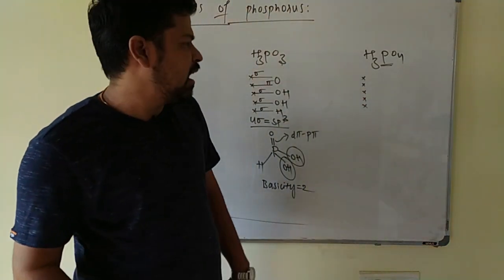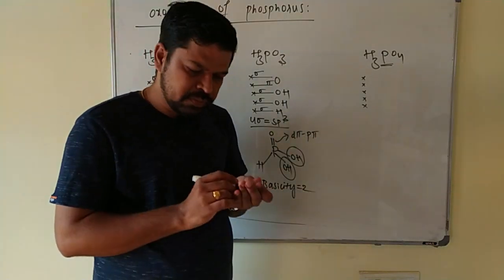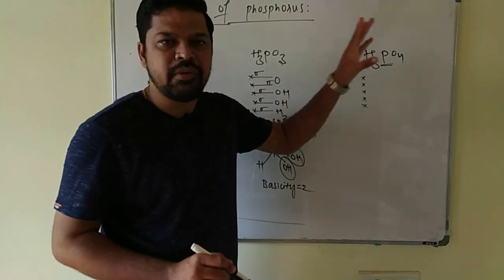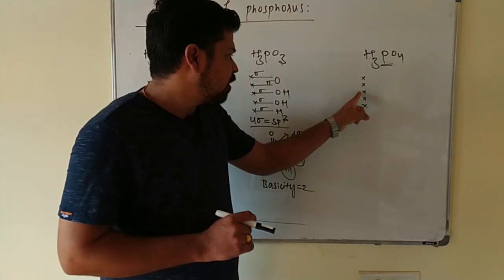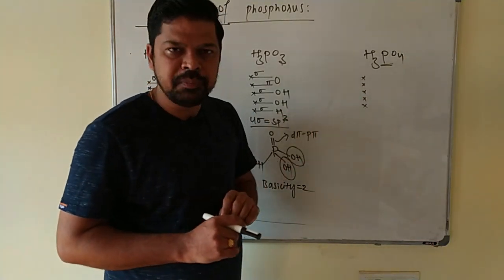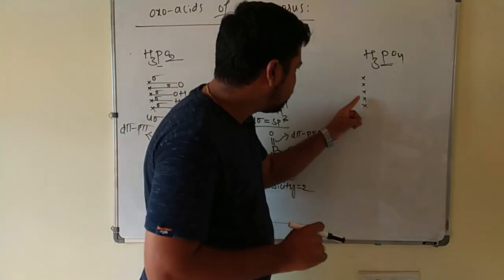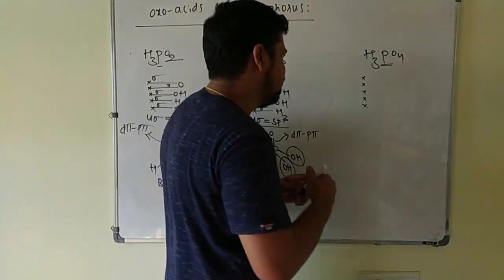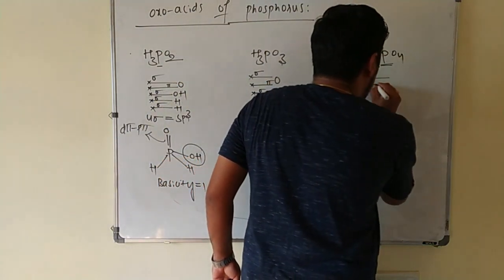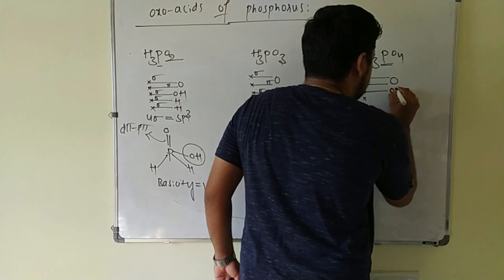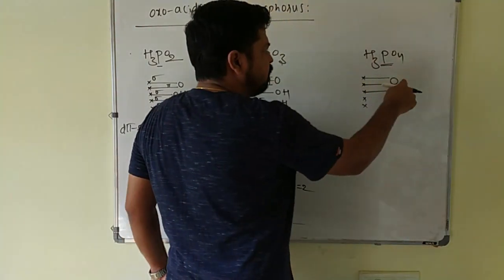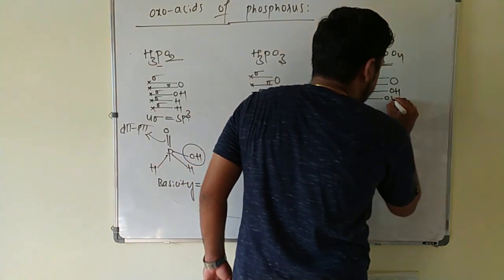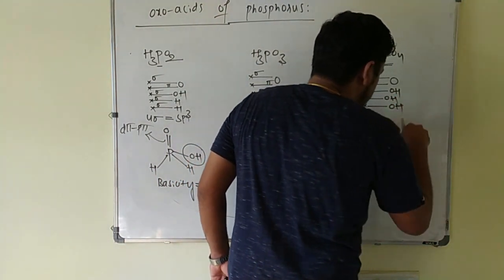The simple logic behind writing these bonds is: all the oxoacids contain what? One P double bond O, which utilizes 2 electrons, and another electron you use for one OH bond. Next, the remaining electrons you balance using OH or H bonds. So double bond oxygen, and this is also OH. Still 2 oxygens and 2 hydrogens remain. I can write them as OH and OH here.